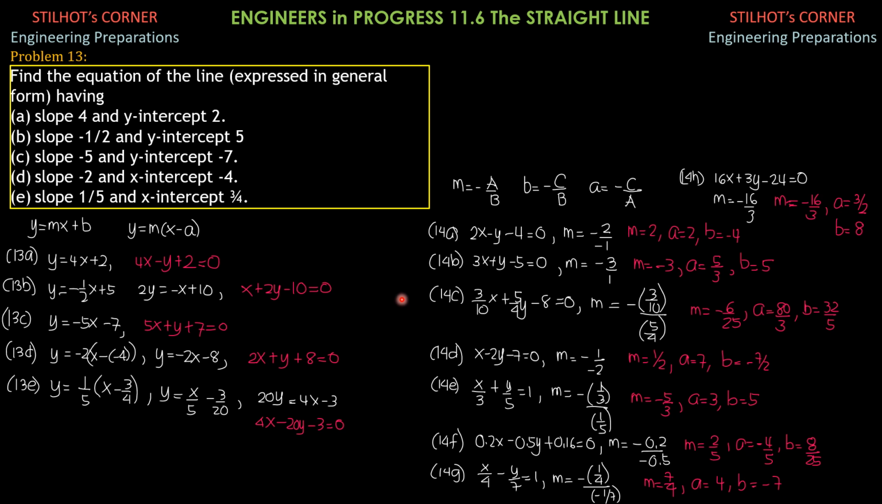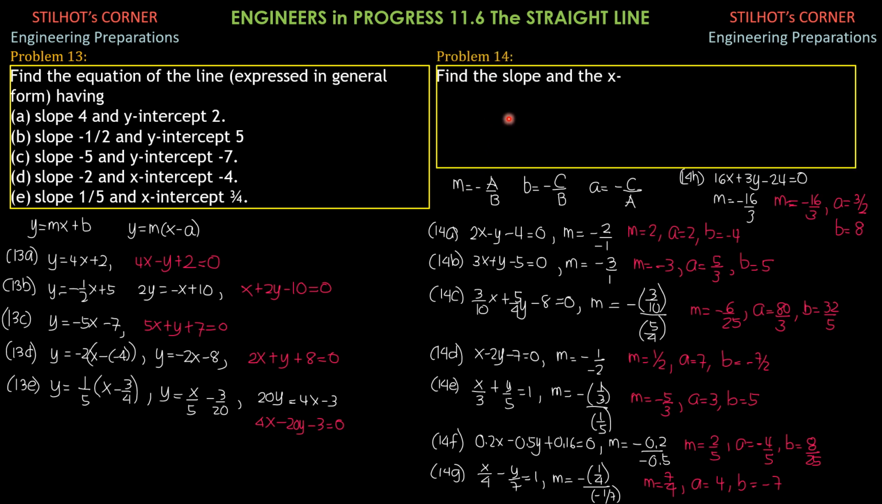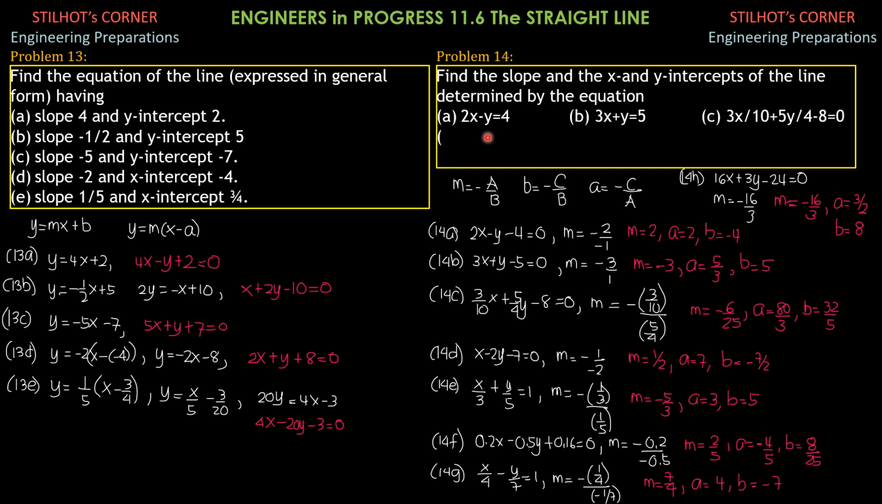We proceed to problem 14. Find the slope and the x and y intercepts of the lines determined by the equations. So we have 8 exercises here. For 14a, 2x minus y minus 4 equals 0. So this is our guide.